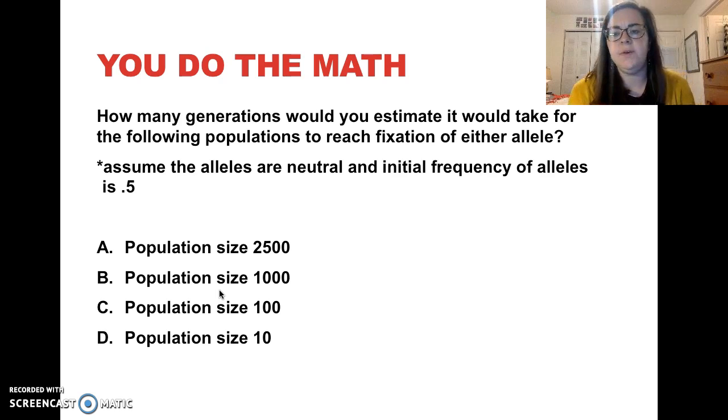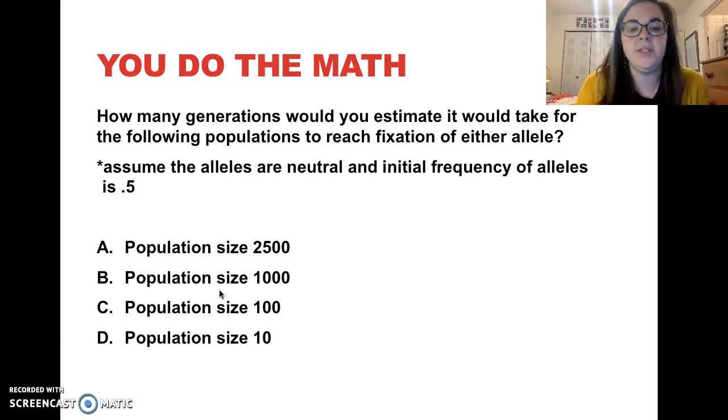Just using that first fact that we learned, the 4N generations formula as the average time to fixation for one of the alleles. Let's look at some real numbers. If you have a population size of 2,500 individuals, how many generations would you estimate before one of the alleles is fixated? So simple math, you just multiply it by 4 because 2,500 is your N. So that would be about 10,000 generations before fixation of an allele.